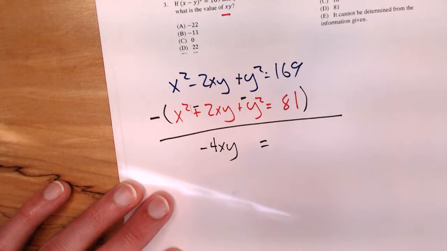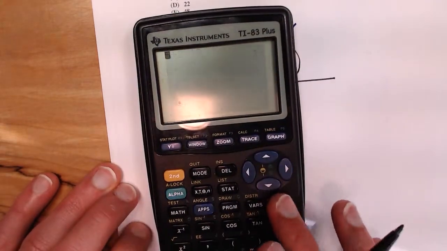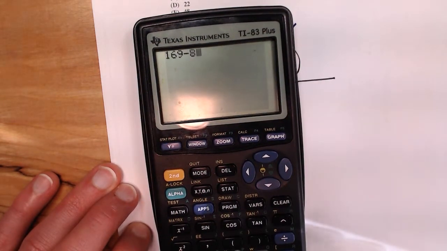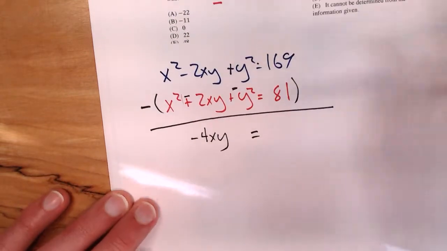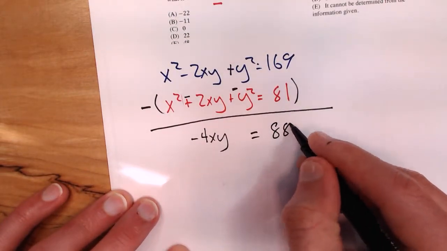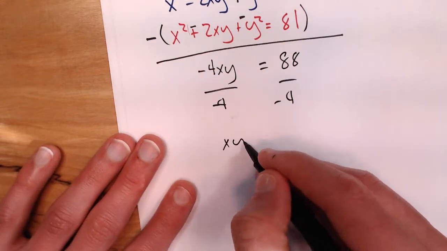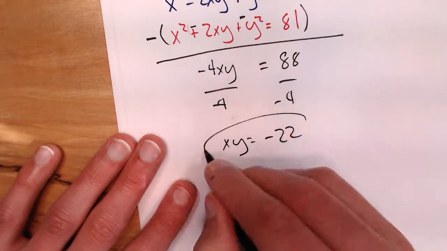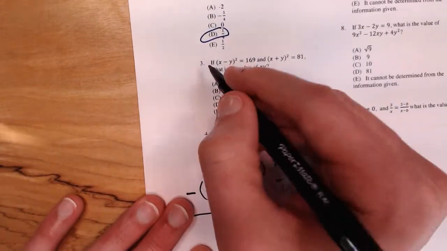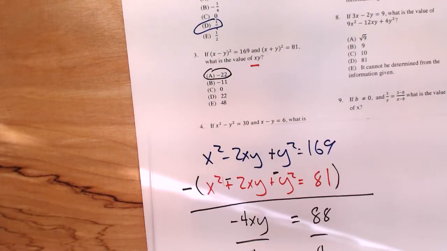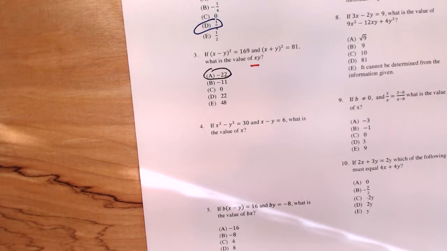And now I have 169 minus 81. You may be able to do that in your head, but on your test, I want you to make the best use of your calculator possible. So this is 88. And now I'll divide both sides by negative 4. And I'll get xy equals negative 22, which is answer choice A. Boom.